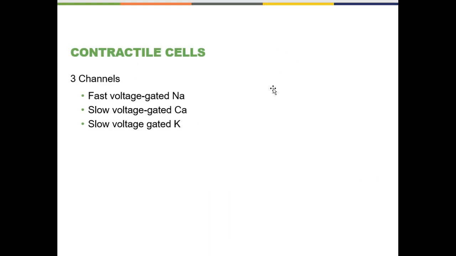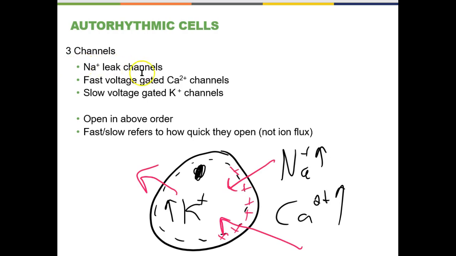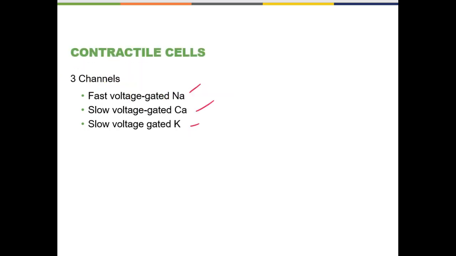Now, when we get to contractile cells, we're going to notice that it's a lot of the same stuff, right? So you've got sodium channels, calcium channels, and potassium channels. They're all going to open in the same order. So when we did the autorhythmic cell, it was sodium, calcium, and potassium. When we do the contractile cell, it's going to be sodium, calcium, and potassium. And they're going to have the same effect on the membrane potential, right?